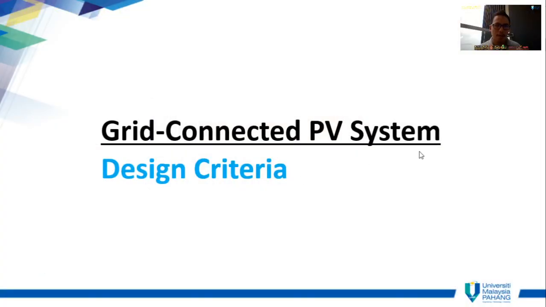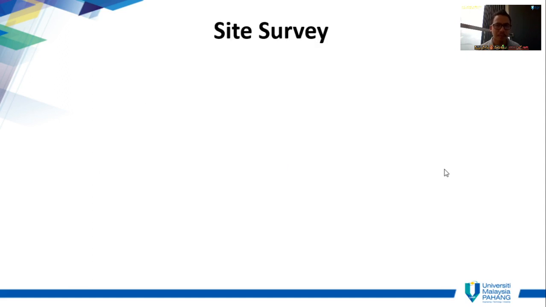So, this Friday, we are going to learn the topic of the grid-connected PV system. This system is also called a grid-tied PV system or on-grid PV system. Okay, so let's get started. We're going to start from the first part, which is the design criteria for the grid-connected PV system.